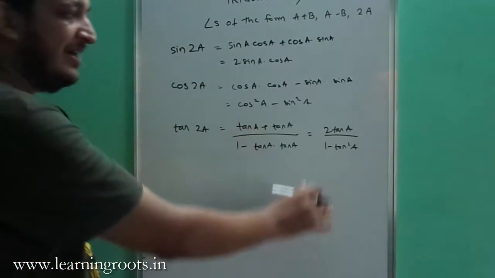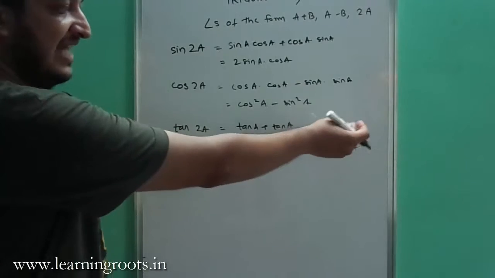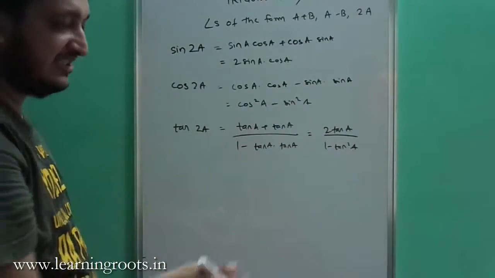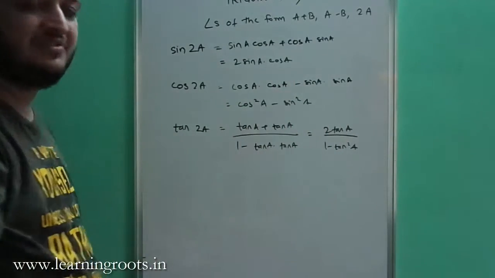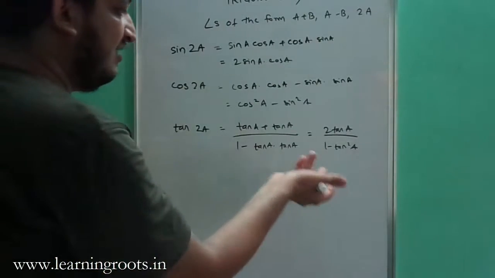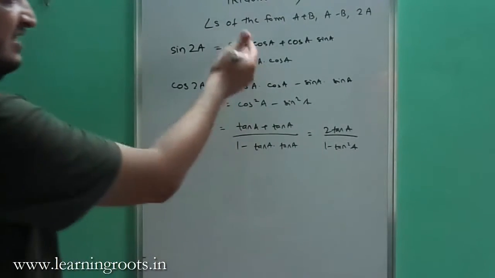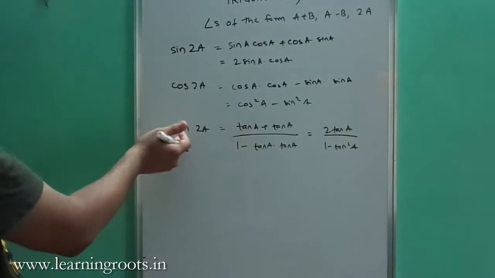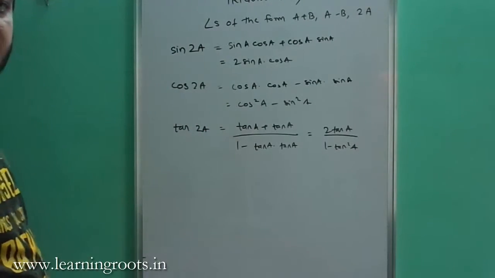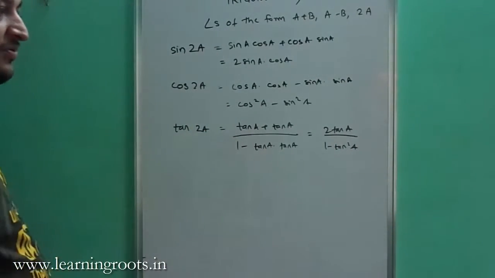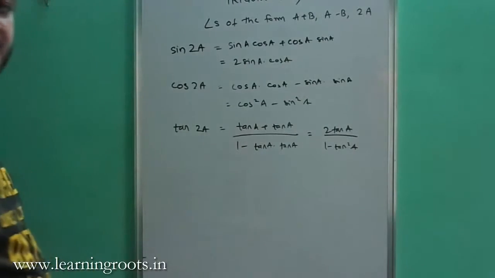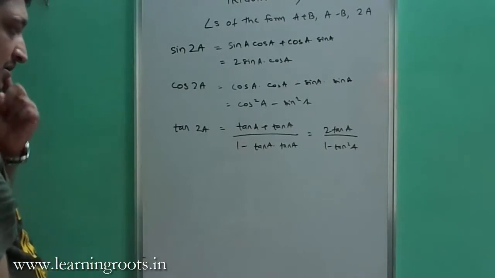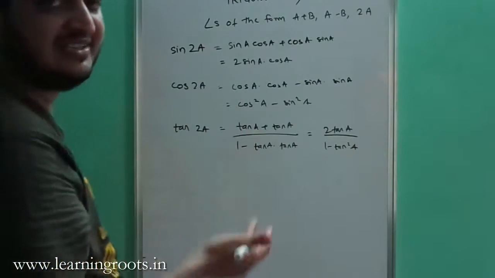Again, if you want to simplify it a bit, you can simply write tan a equal to sin a by cos a, and 1 minus tan square a as 1 minus sin square a by cos square a, and so on. You can do the same thing, and you will end up with these two formulae again. You will find that tan 2a is nothing but sin 2a upon cos 2a, if you simplify this expression a bit. So tan 2a is nothing but 2 tan a upon 1 minus tan square a.